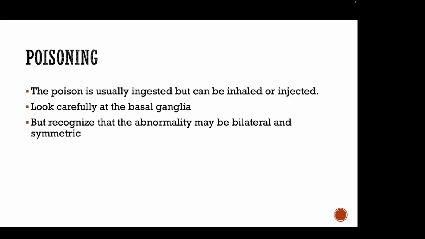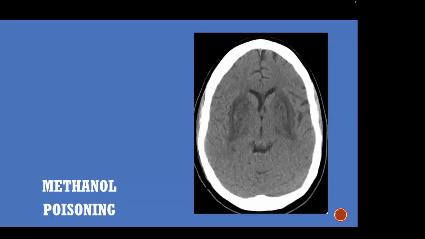Poisoning refers to pathogens that can be ingested, but can also be inhaled or injected. Basal ganglia are often involved, but recognize that these abnormalities are usually bilateral and symmetric. Here's a patient with methanol poisoning.